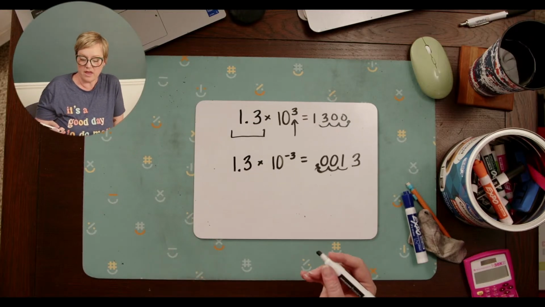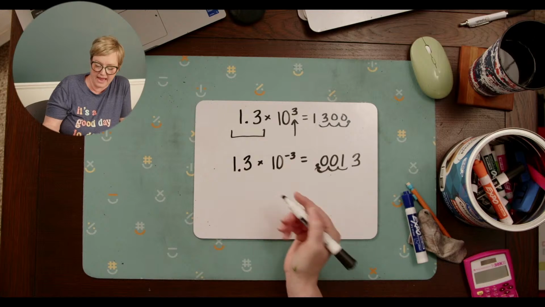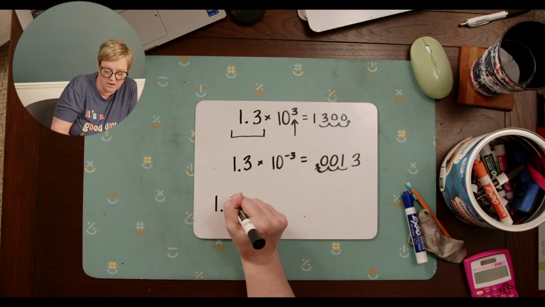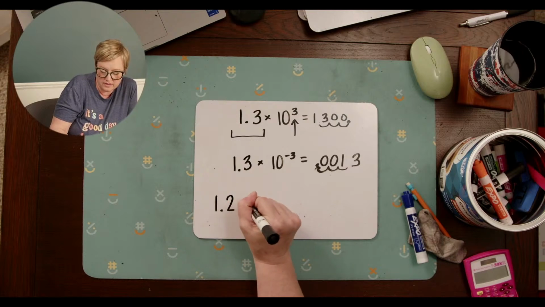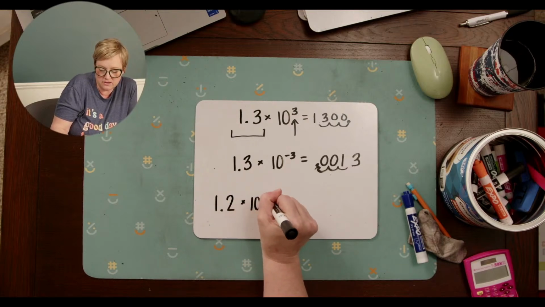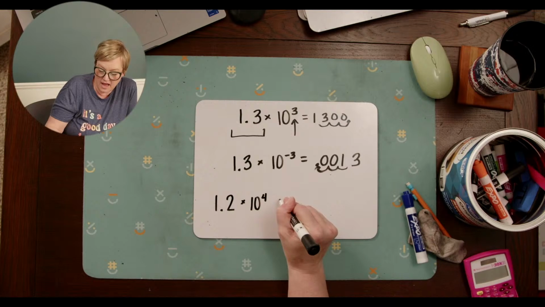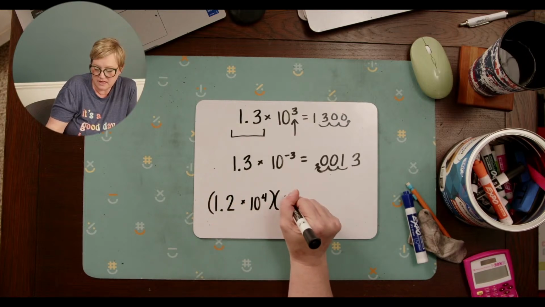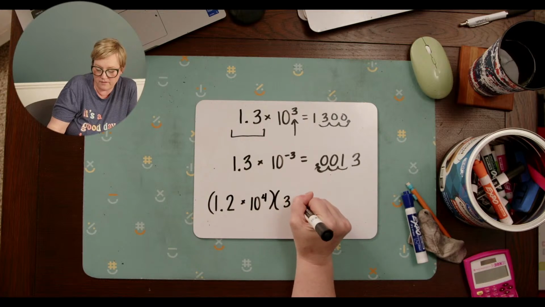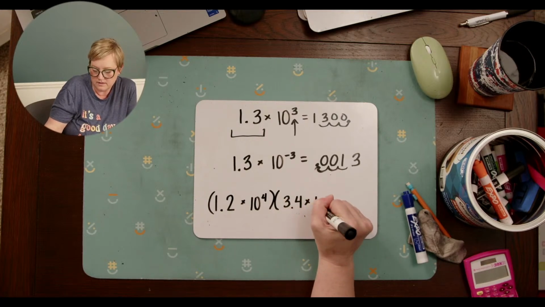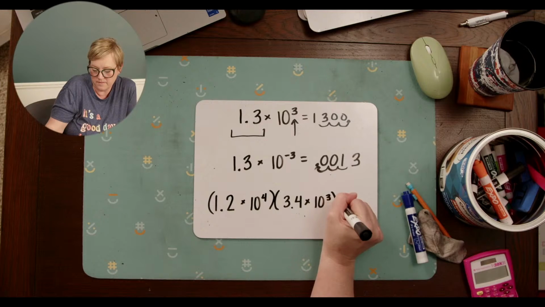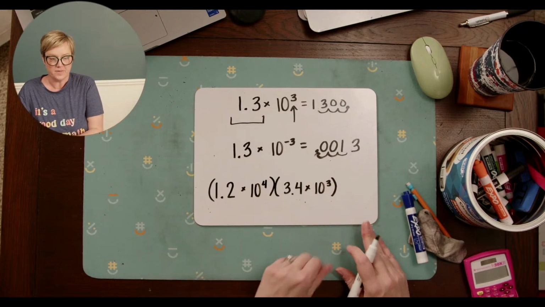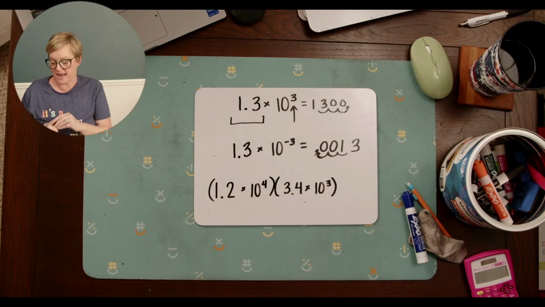Now if you're multiplying these things together, say 1.2 times 10 to the 4th, times, we'll use parentheses like this, 3.4 times 10 to the third. This is all multiplication.